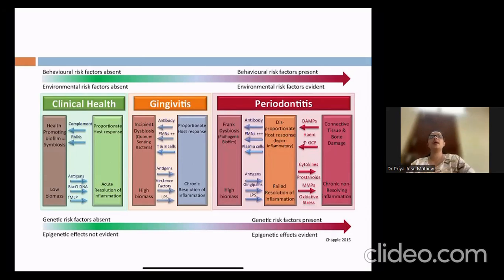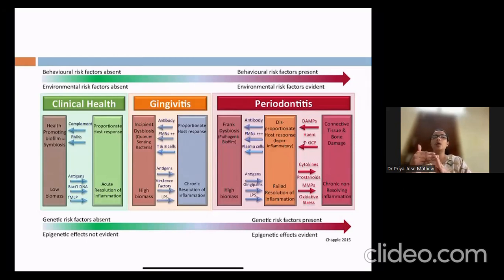So in the first figure, you have clinical health, in which health-promoting biofilm symbiosis is occurring. I hope we know the term symbiosis: different microbes living together. When that is stable, the host response is proportionate. In gingivitis, incipient dysbiosis occurs. That is, the symbiosis is disrupted. Certain microbes become pathogenic and proliferate.